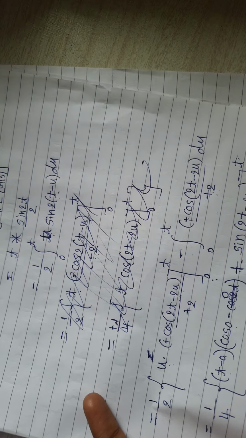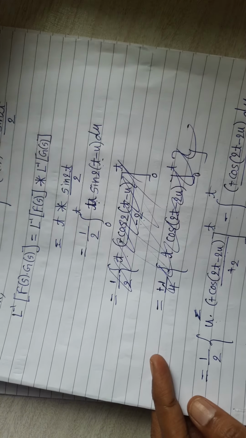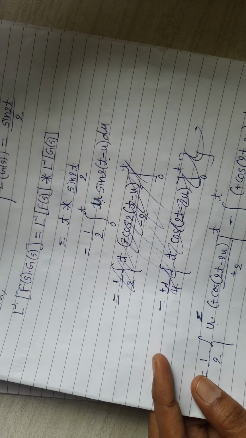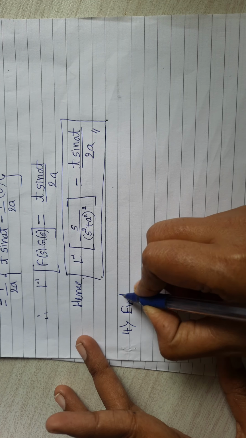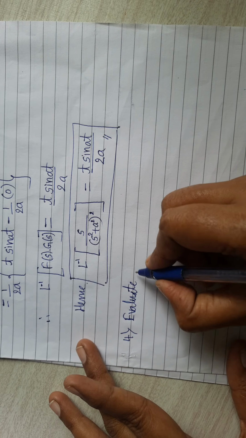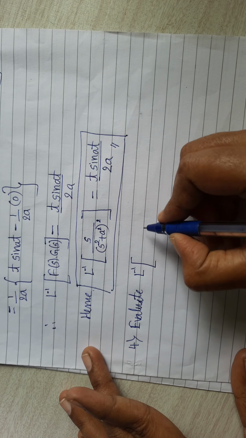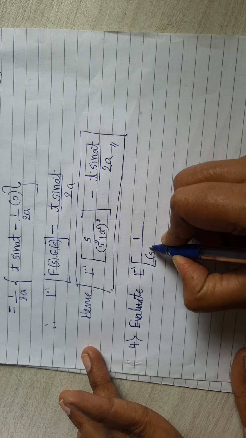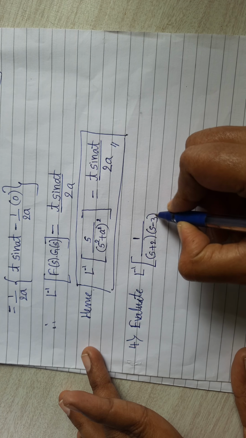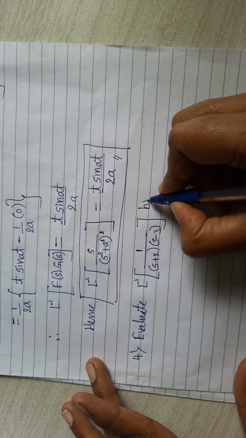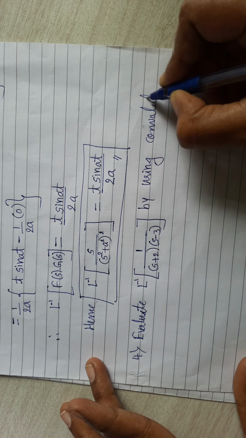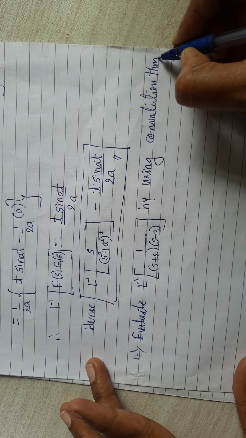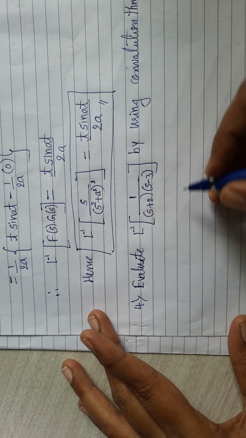I will give one example as homework. Try that example. Write the question as fourth one. Evaluate L inverse of 1 divided by s plus 2 into s minus 3 by using the convolution theorem. Try this example and give the answer for this.